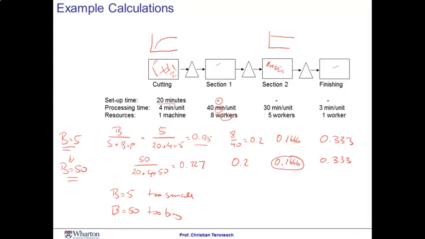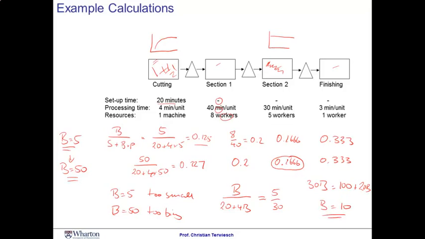So at a good batch size, the line is balanced, which means algebraically that the capacity as a function of the batch size, which in our case is B divided by 20 plus 4 times B, is exactly the same as the capacity at the next slowest step, which is 5 divided by 30. Solve this and you get, after you cross multiply, 30B equals 100 plus 20B, and then you see that B has to be equal to 10.